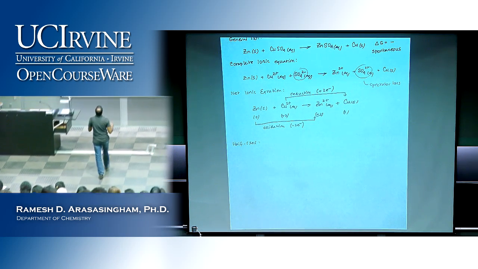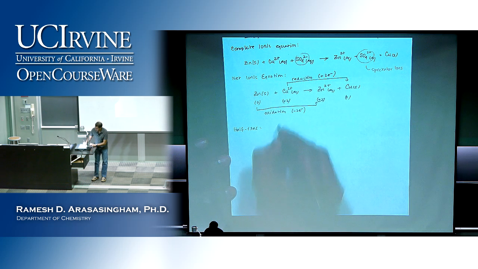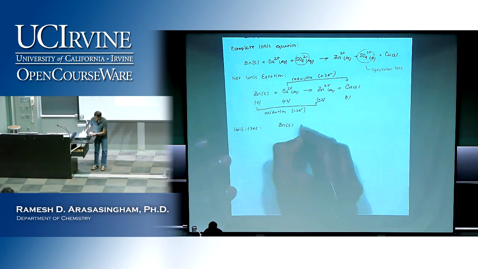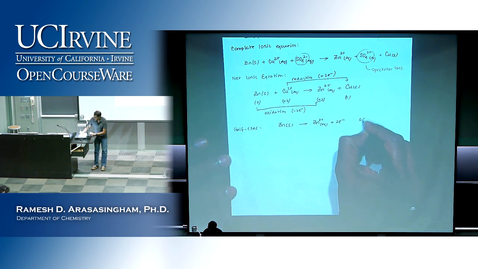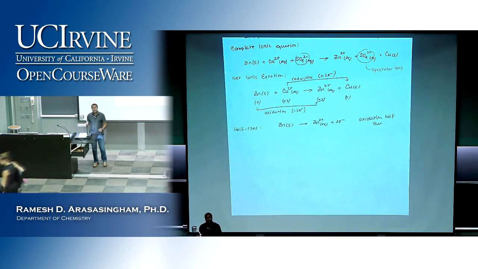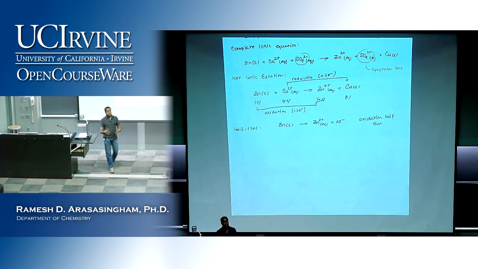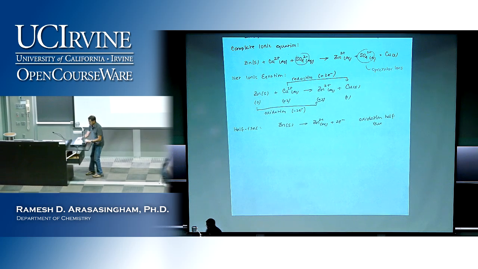Okay? So if you want to write half reactions, then the oxidation half reaction would be where zinc solid goes to zinc 2 plus aqueous plus 2 electrons. And this is the oxidation half reaction. It's oxidation because the electrons are on the product side. Electrons are being lost, or electrons are being produced here, so that will be the oxidation.